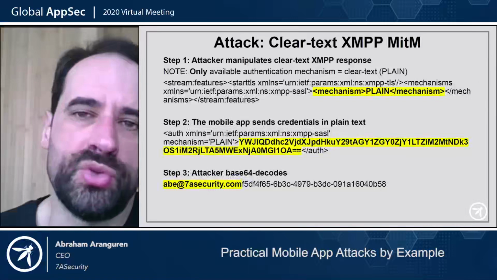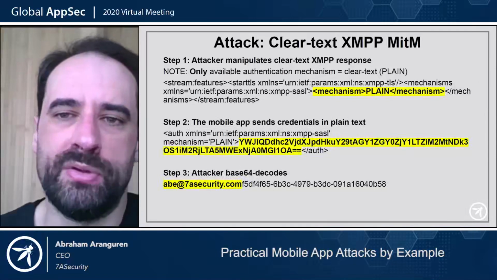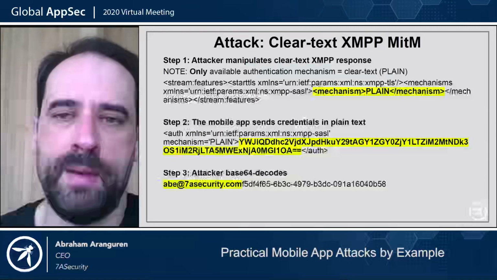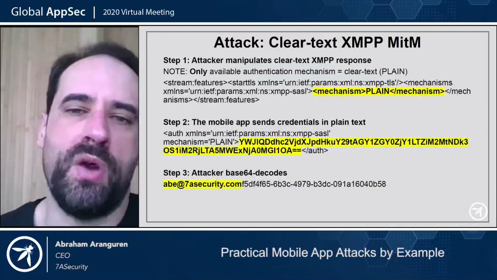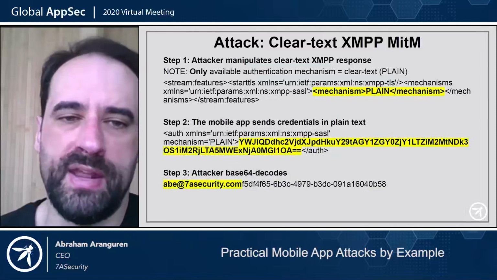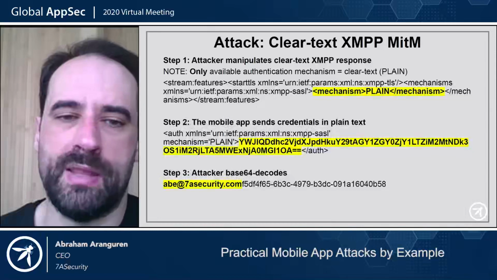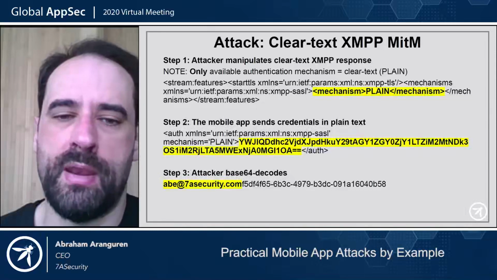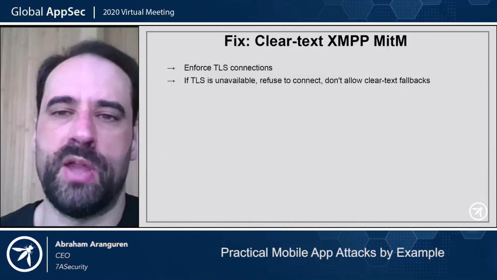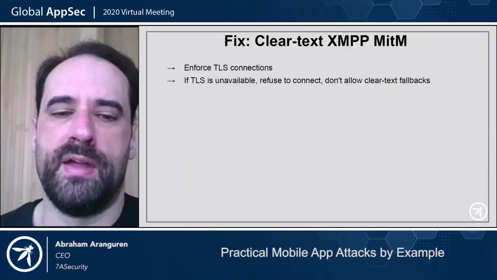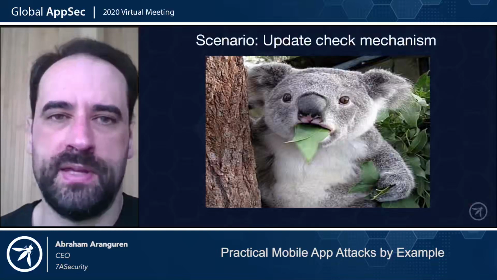So what you can do when you try to man in the middle is define plain as the only authentication mechanism. Because there's nothing else to fall back to, sometimes the application will say, okay, if that's the only way I can log in, I will try to log in that way. And then the credentials will be sent base64 encoded, and you can base64 decode them and get the user credentials that way, right? So that's another thing that you can do, and this is how you fix this.